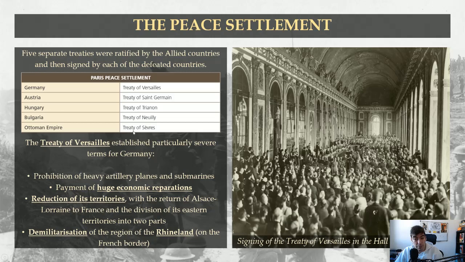The most important one of these five was the Treaty of Versailles between Germany and the Allied powers, in which they established very, very severe and humiliating terms for Germany. The prohibition of heavy artillery, planes and submarines, and also their army was limited to 100,000 soldiers. The payment of huge economic reparations. The last part of these economic reparations was paid, I think, 10 or 15 years ago by Angela Merkel. The reduction of its territories, we will see that in the maps later. And the demilitarization of the region which is next to France, the Rhineland, La Renania, next to the French border. This is the signing of this treaty in the Hall of Mirrors.